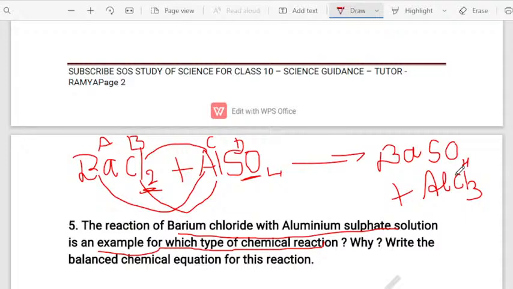In yesterday's crash course I explained this type of reaction, children. So this is the one thing you have to write, and then they are asking why. Because it is an example of a double displacement reaction. Then they ask you to write the balanced equation for this reaction. I think you all know how to write it. Let me see if anybody types the balanced equation in the comment section. I am waiting to see if anybody answers this question.